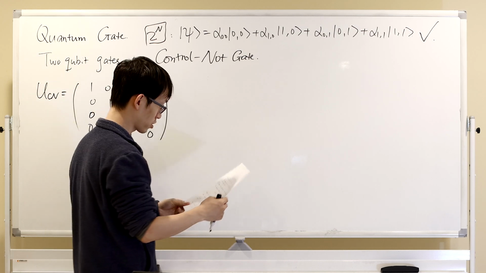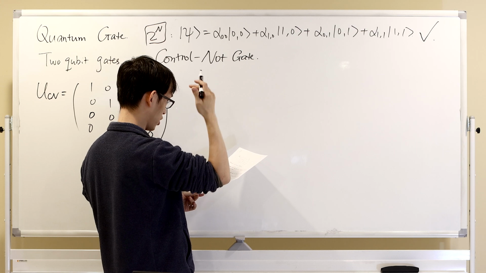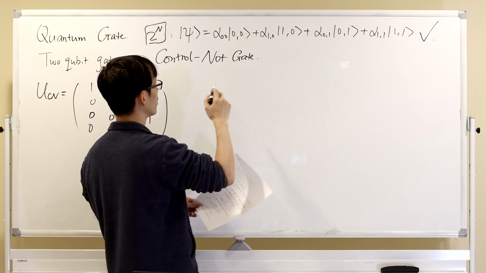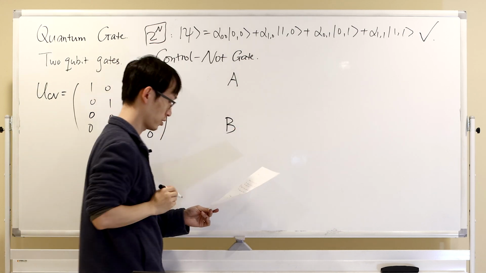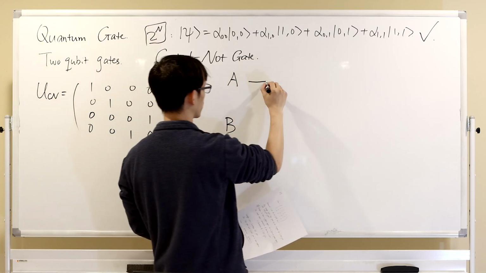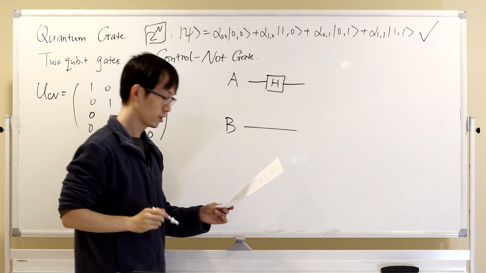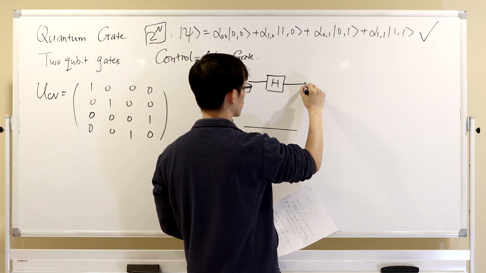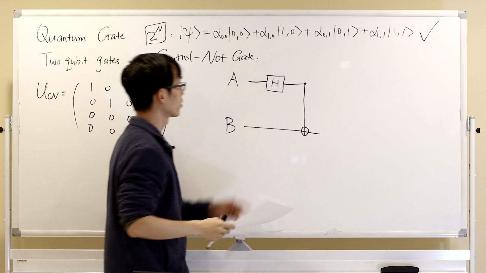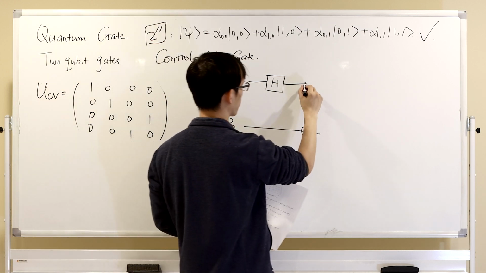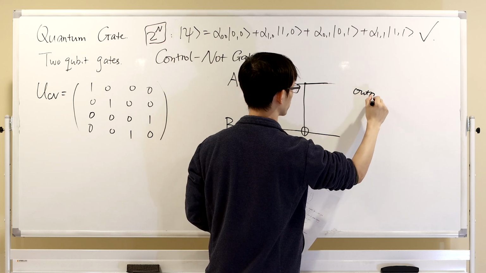Right now, this is the most commonly used quantum circuit. There's a qubit A and a qubit B, and qubit A goes through a Hadamard gate. Qubit B does nothing, and then you have a control NOT gate, qubit A controlling qubit B. And then the question is, what is the output?